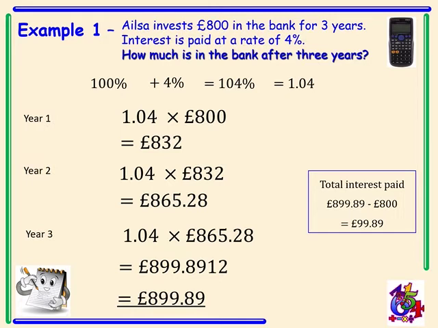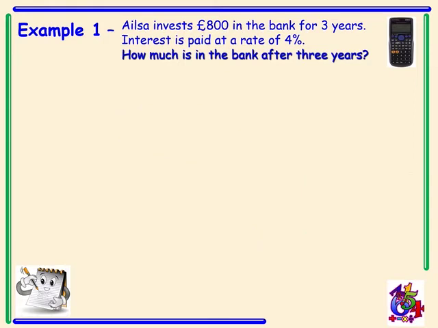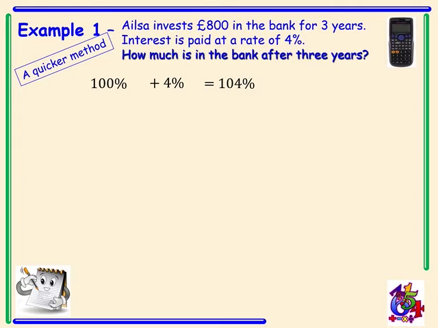But now what we're going to look at is a quicker method. So, same scenario, we've got £800 in the bank for 3 years. So we start the same way, 100% plus our 4%, which gives us 104%, which is 1.04. So it's 1.04 times 800. But as we're going up by 4% for 3 years, we put the 1.04 to the power of 3.